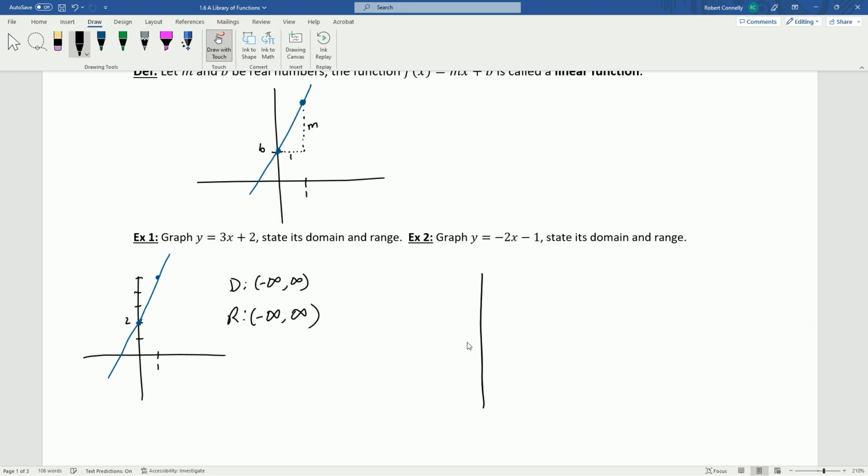And we can do the same thing for this second example here, but this time our y-intercept is negative 1. And our slope is negative 2, so when I go over 1, I actually need to go down 2. So over 1, down 2. That puts us right here. And there's my graph of my line. And again, this is a line, so its domain is negative infinity to infinity, and its range is also.